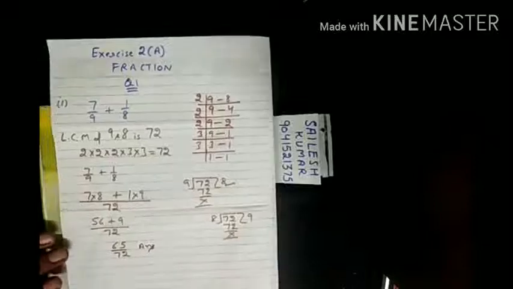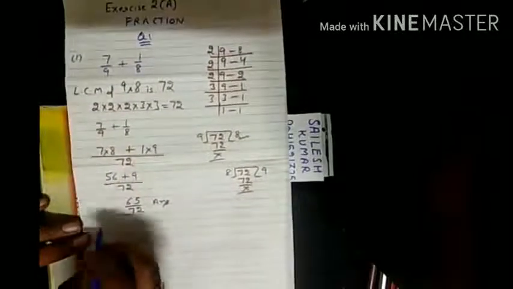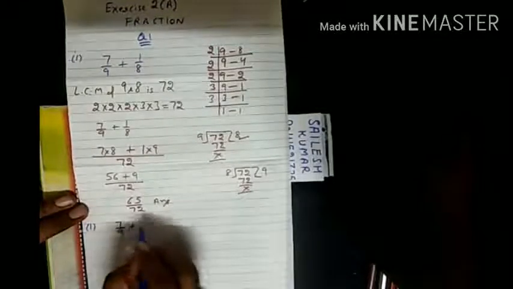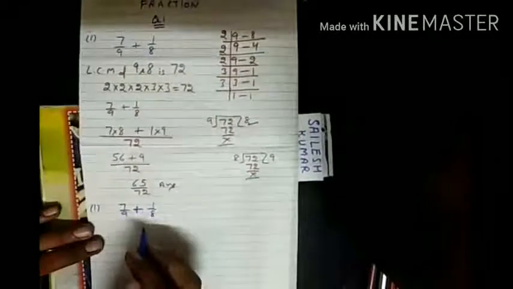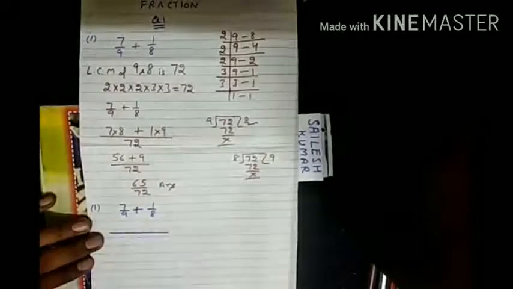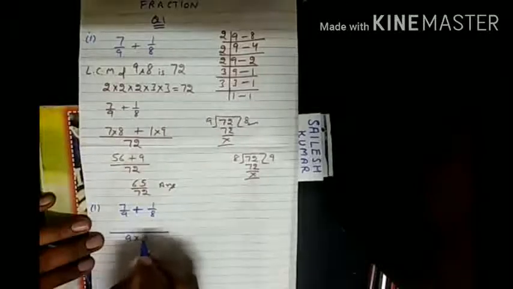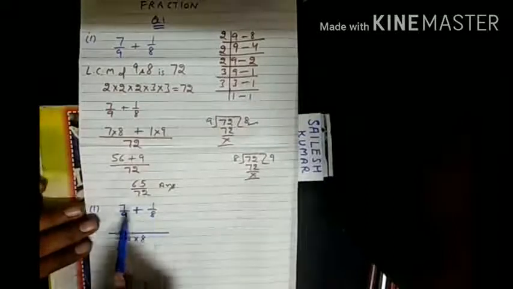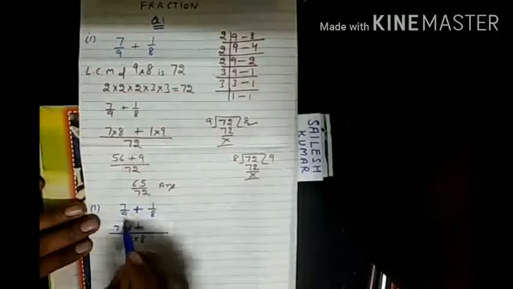Now I will explain the second method to solve this question. Again 7 by 9 plus 1 by 8. In this method we will take the help of cross multiplication. Now we draw a division bar and we will multiply the denominators: 9 multiply 8, and we will cross multiply the denominator with the numerator: 8 multiply 7 and 9 multiply with 1.